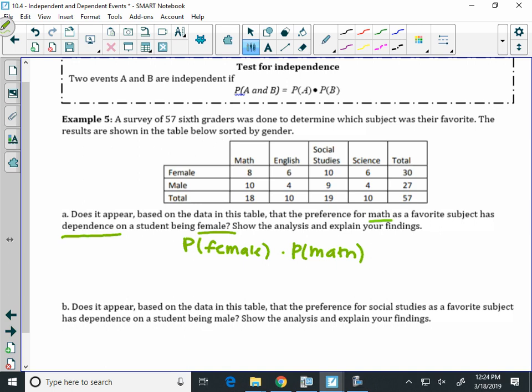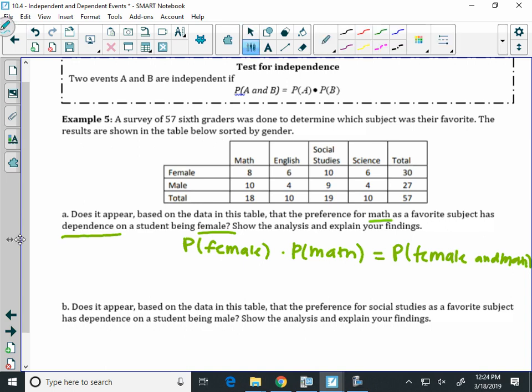Multiply those two together. And if it equals the probability of both being female and liking math, sorry, I ran out of room, but female and math, if that's true, then no. Being female has nothing to do with whether or not you're liking math. If they aren't equal, so we multiply these two probabilities together and it doesn't equal being female in math, then yeah, we don't know what it is, but gender does have something to do with whether or not you like math in this scenario.